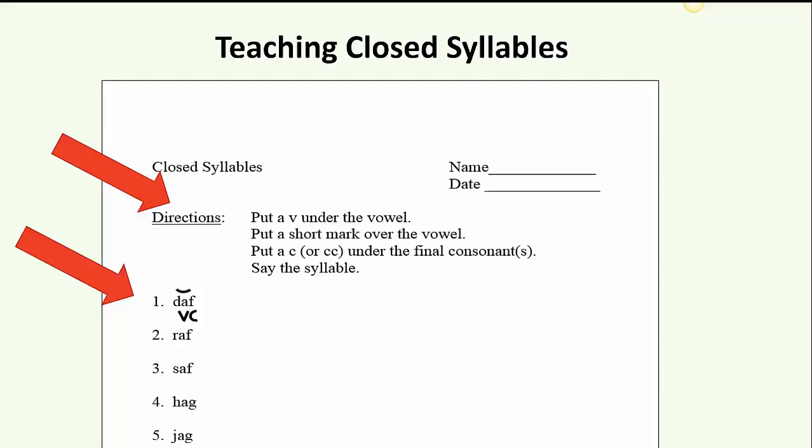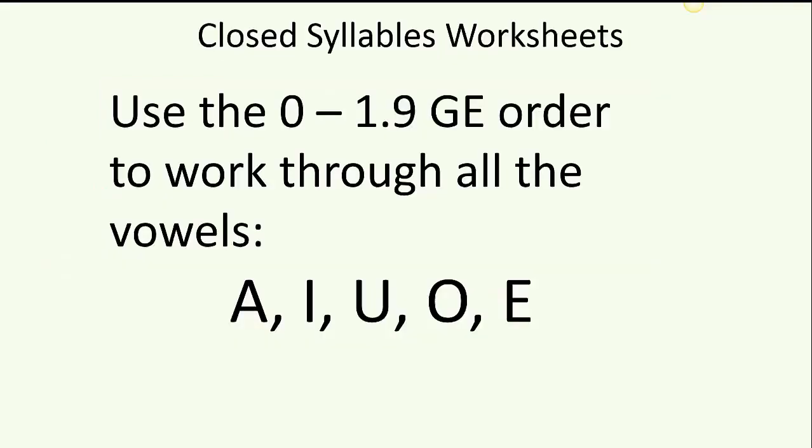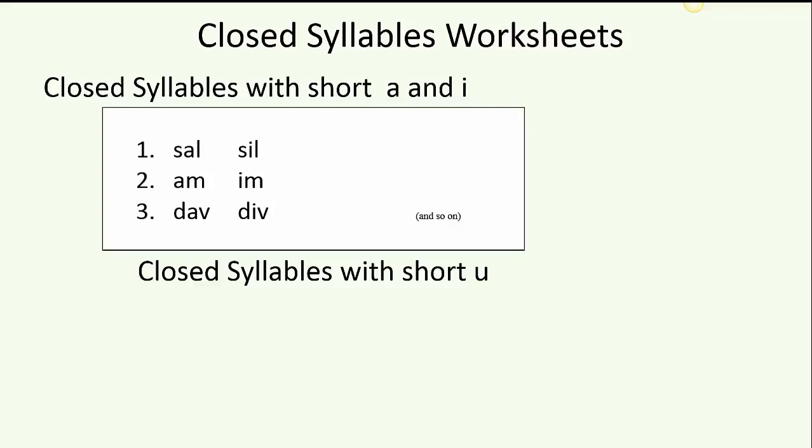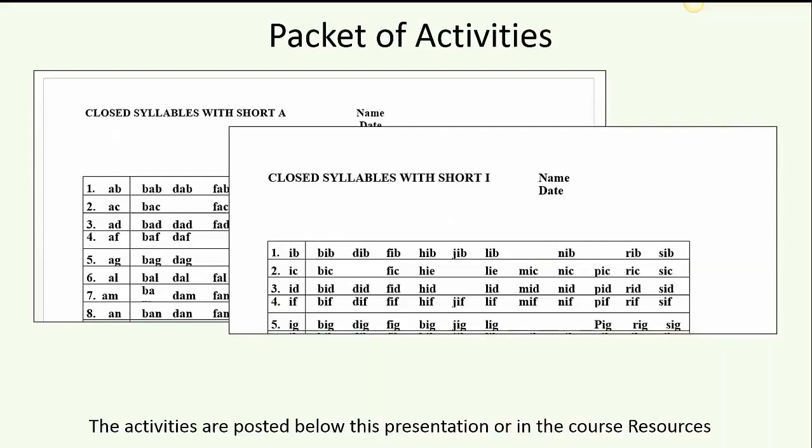The teacher would progress in the same manner through closed syllables with all the vowels in the 0 to 1.9 grade equivalent order. A, I, U, O, E, always folding in and reviewing the previous ones. Remember cumulative under LD appropriate instruction. For example, after the student has studied closed syllables with short A and short I, there would be a worksheet with minimal pairs. And then, after a study of closed syllables with short U, another worksheet.